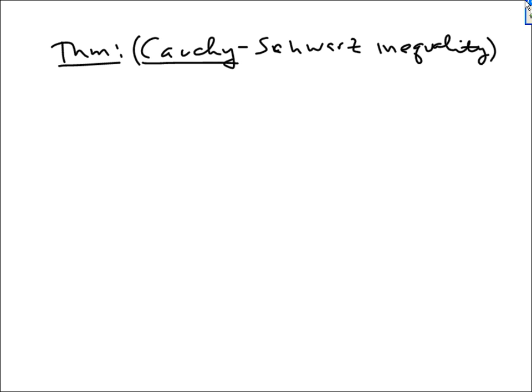Cauchy is very famous. To be honest, the only time I ever heard of Schwarz is in the Cauchy-Schwarz inequality.